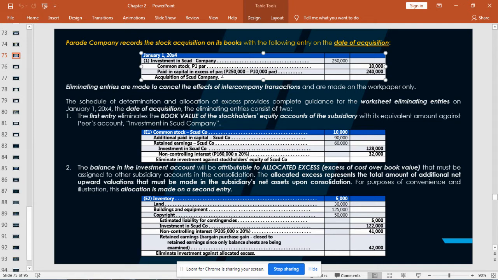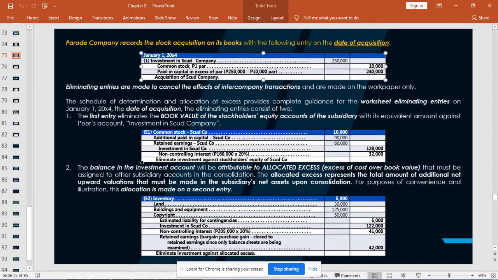So, debit investment in SCAD company which is 250,000 and credit yung ating consideration transferred, which is yung ating stocks. Okay? So 10,000 for 10,000 stocks at par value of 1 peso. Then the excess of 240,000 in paid in capital in excess of par. Okay? So this is on the acquisition date.